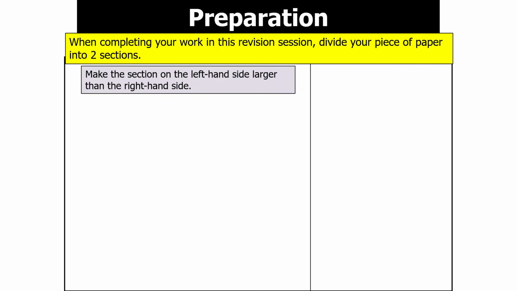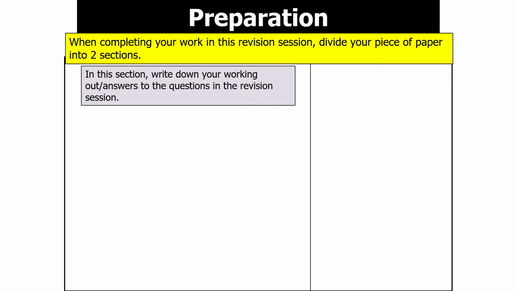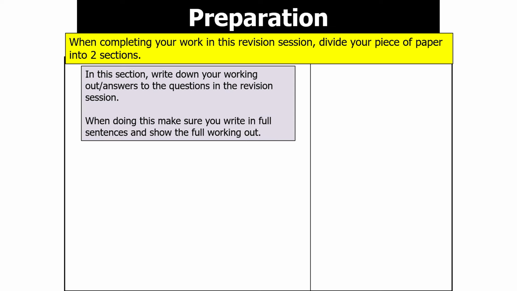So how should you prepare for this revision session? When completing your work in this revision session, divide your piece of paper into two sections. Make the section on the left hand side larger than the right hand side. In this left hand side section, write down your working out and answers to the questions in the revision session. When you're doing this, make sure you write in full sentences to show your full working out.